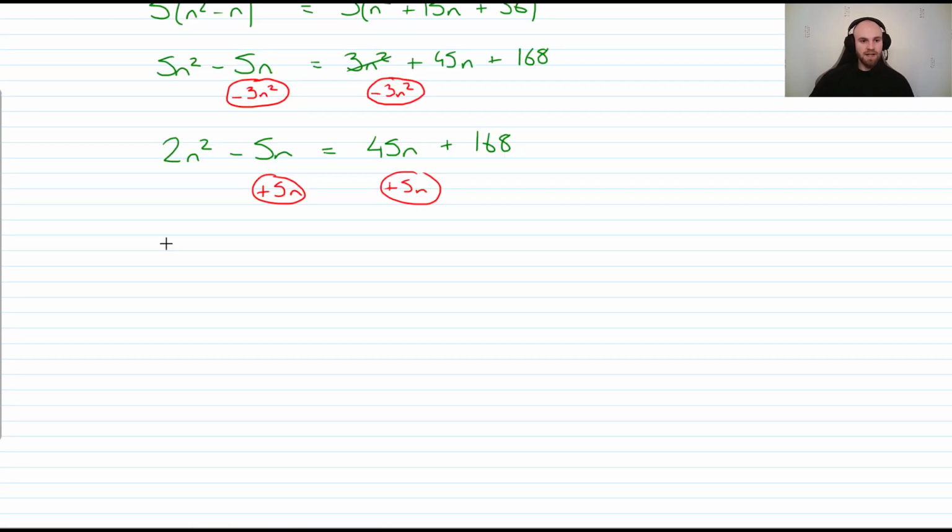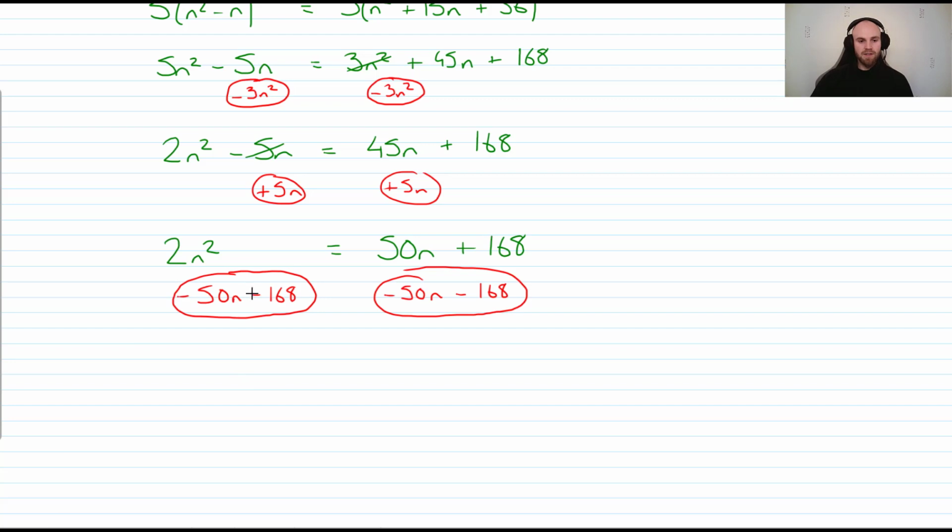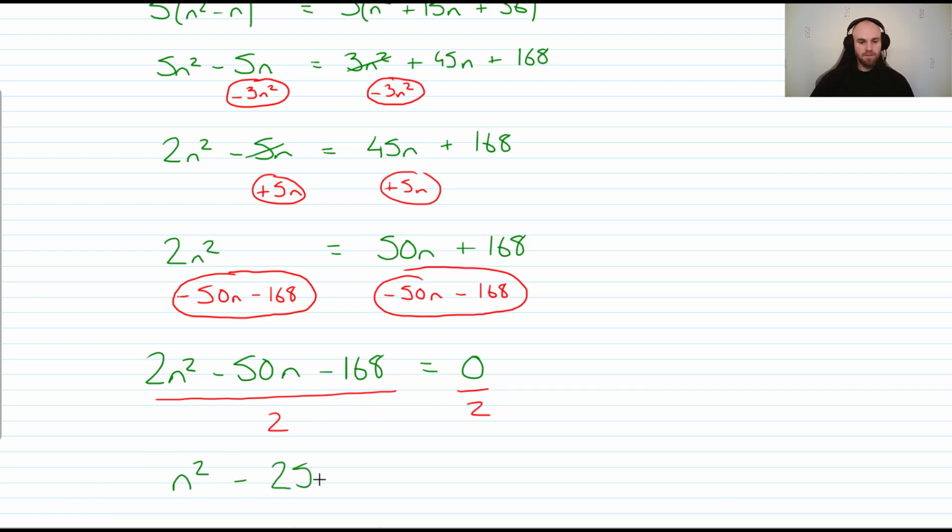I'm going to add 5n to both sides to give us 2n squared on this side, so there, that's going to cancel out. That's going to be 50n plus 168. Now I'm going to subtract 50n and 168 from both sides to give us 2n squared minus 50n minus 168 equals 0. I'm going to divide both sides by 2. To give us n squared minus 25n minus 84 equals 0.